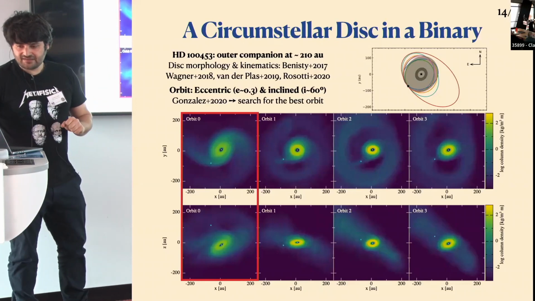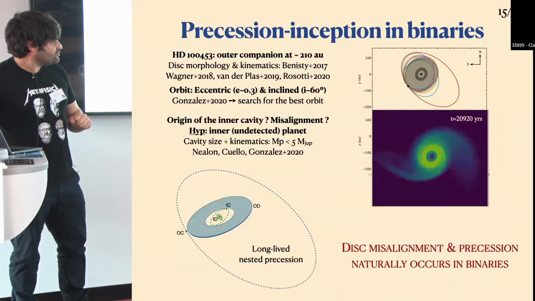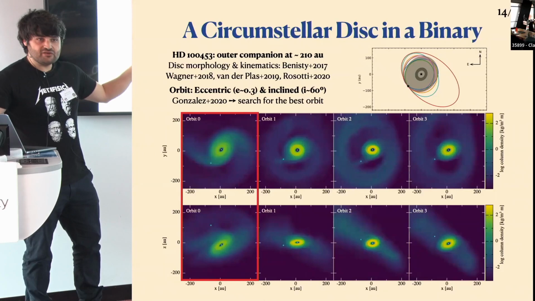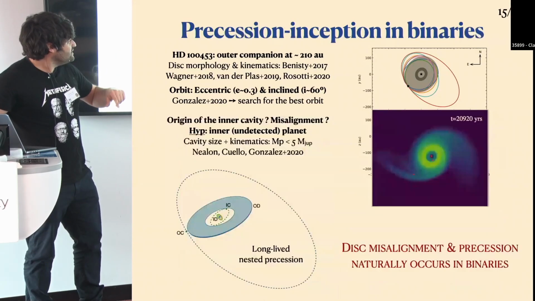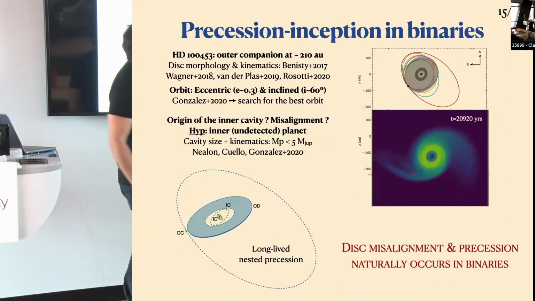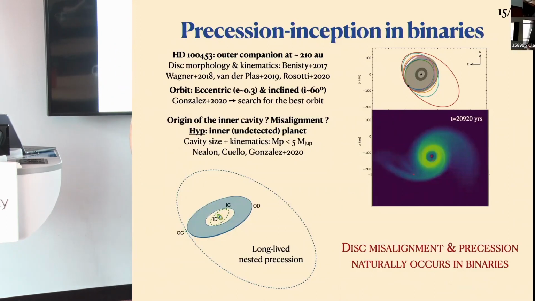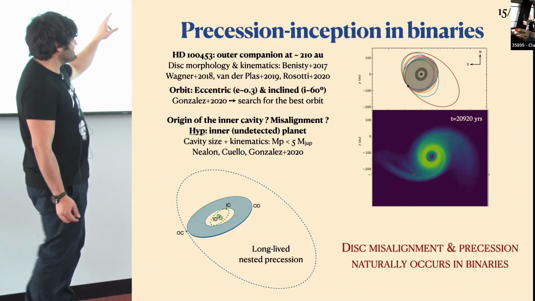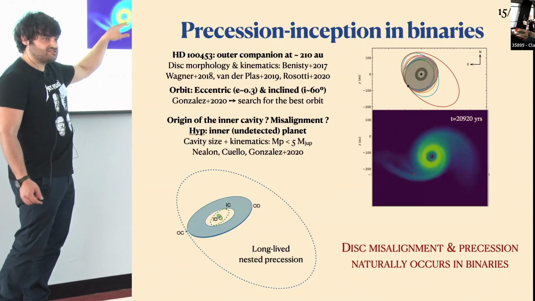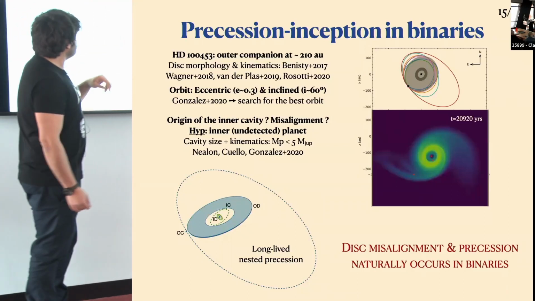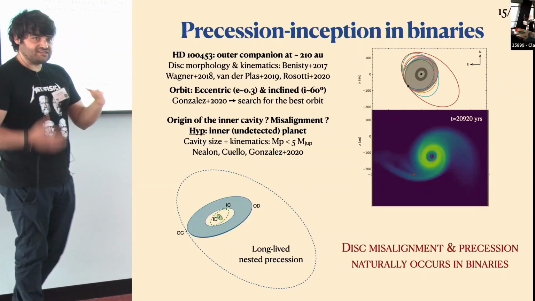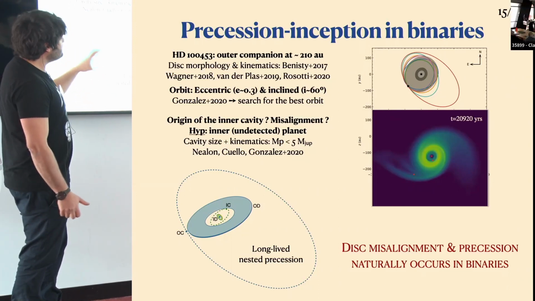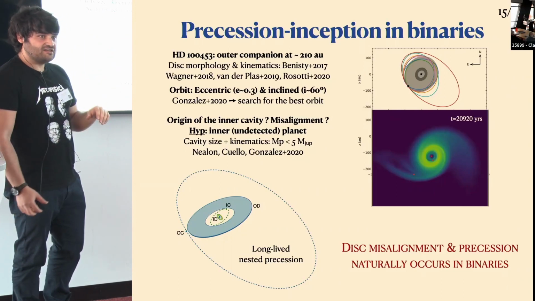And for that, we pushed the modeling a little bit further. We took our best orbit from this work, and together with Beck, who is in the room, we did a second work to try to understand what's carving that inner cavity. And actually, we can put an upper limit on the planetary mass of the body that's there. And the interesting thing here, which we were not expecting initially but was super cool to work on, is a phenomenon that we call sort of Precession-inception in binaries.